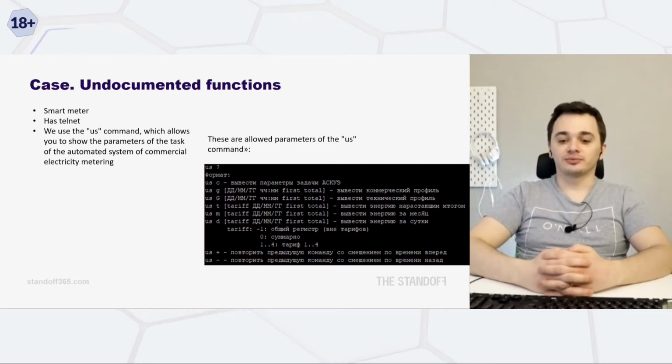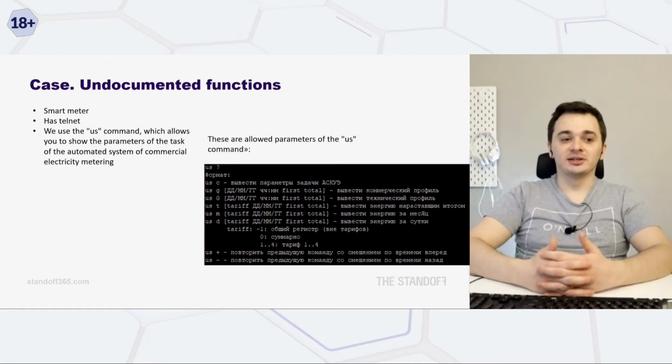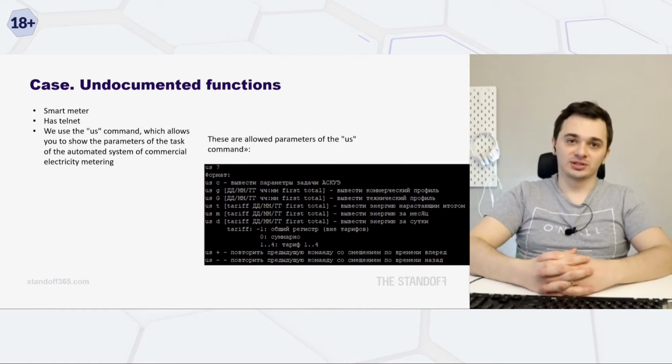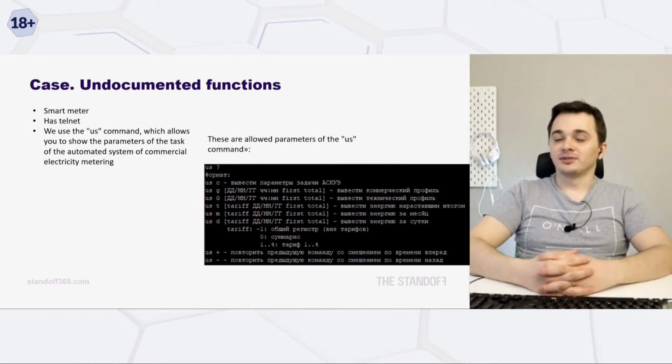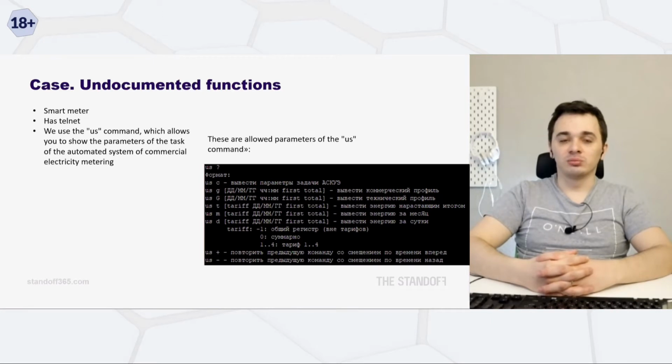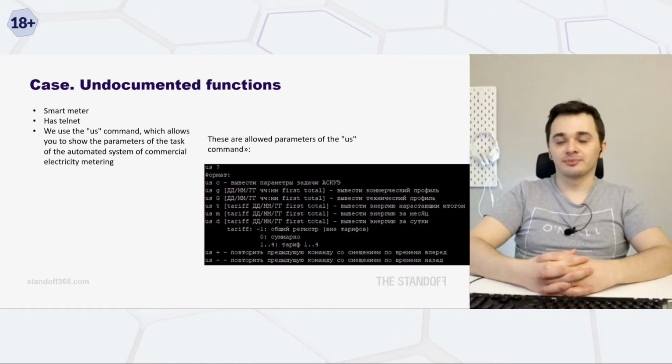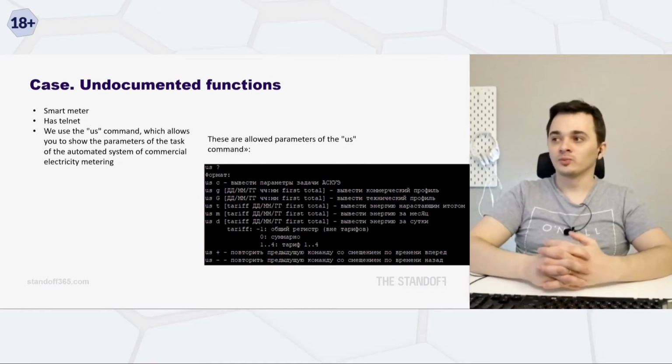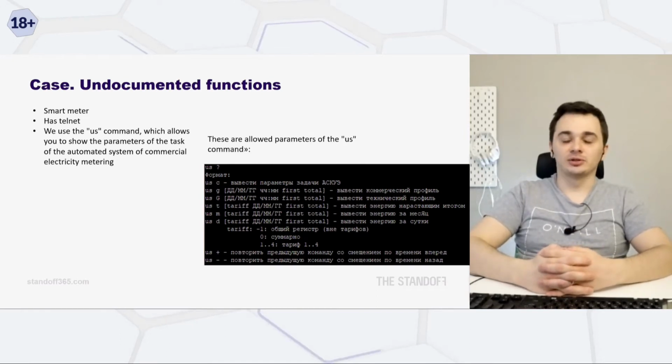Let's look at another example. I've mentioned already that vendors very often implement undocumented features in their solutions. Let's consider here a smart electricity meter. We researched this one as we prepared for Positive Hack Days 8. This smart meter, I guess, was one of the smartest ones we could get our hands on. It had Telnet, it had WEP as well.